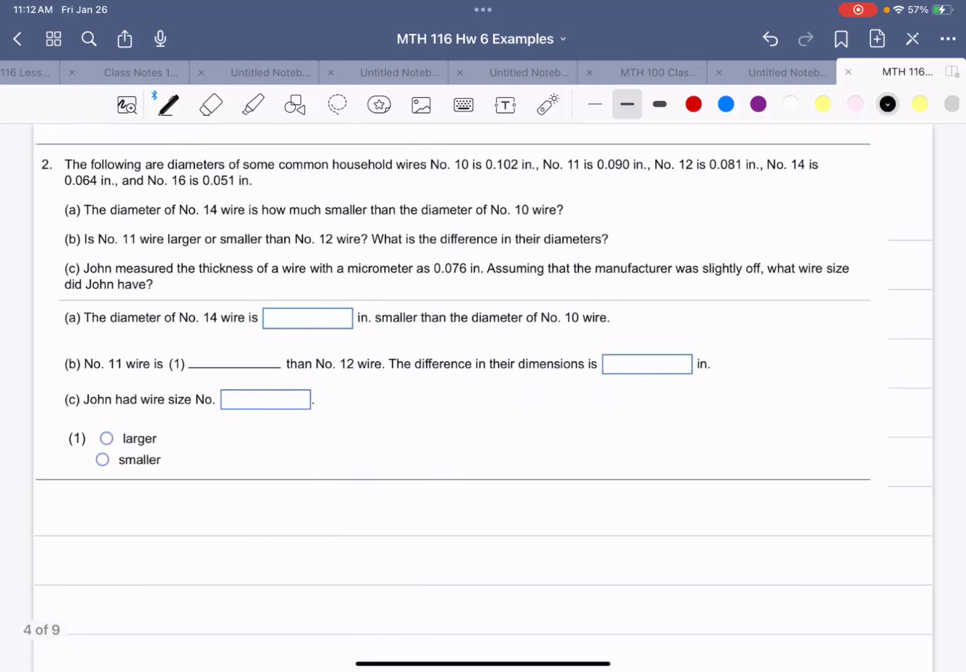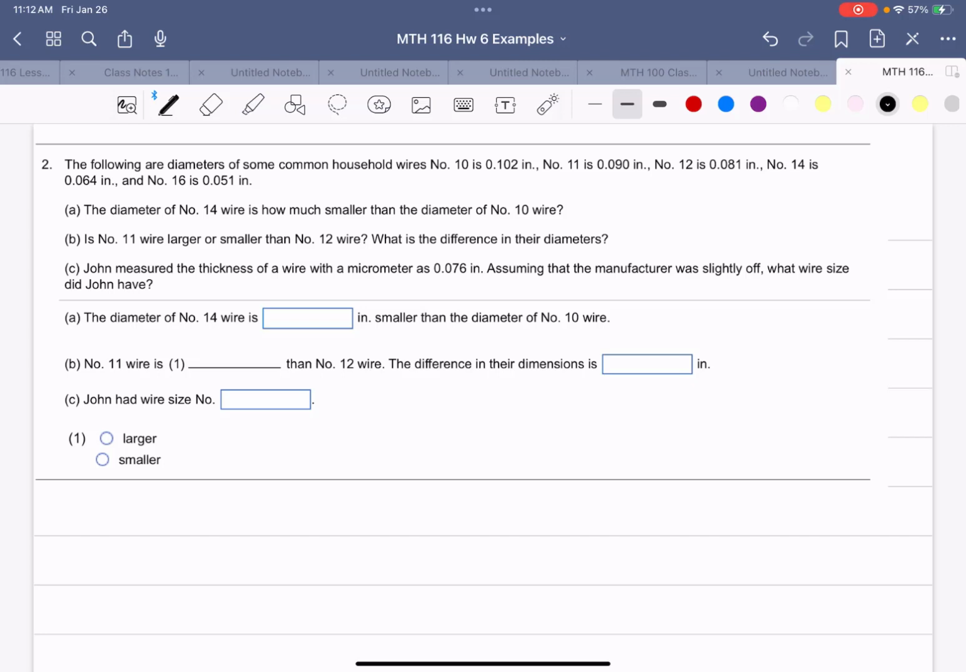Example number 2. The following are diameters of some common household wires. Number 10 is 0.102 inches. Number 11, 0.09 inches. Number 12, 0.081 inches. Number 14, 0.064 inches, and number 16 is 0.051.